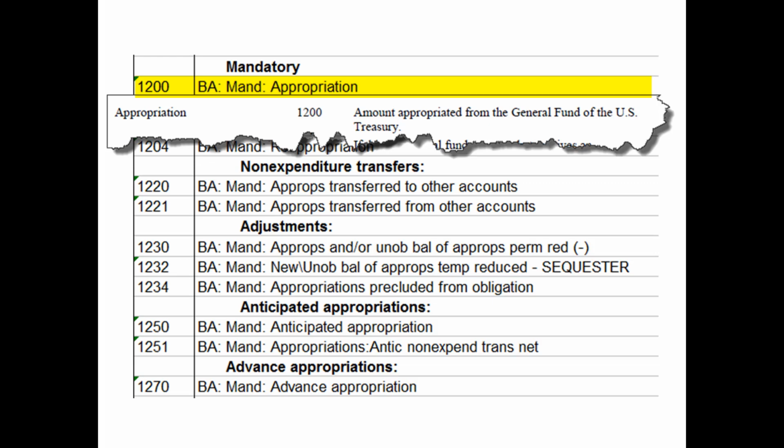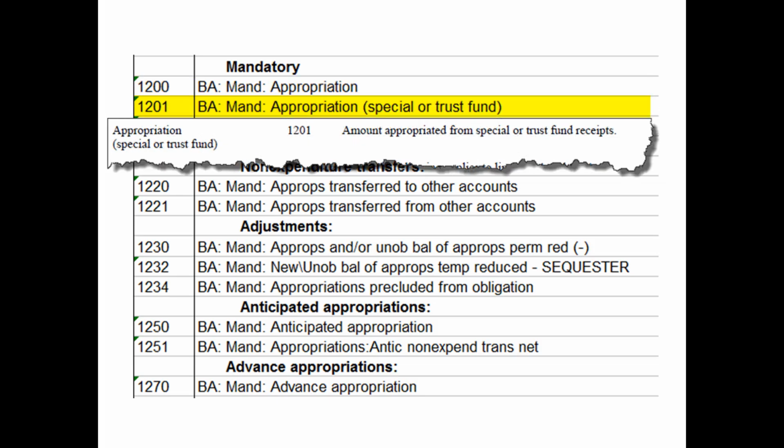Since our special and trust fund accounts are mandatory, they get their own line on the apportionment, line 1201. Amount appropriated from special or trust fund receipts. You'll see this line used most frequently on special fund apportionments.